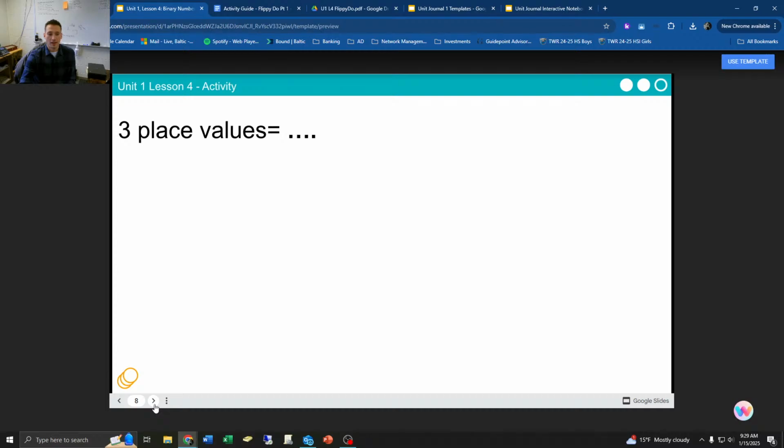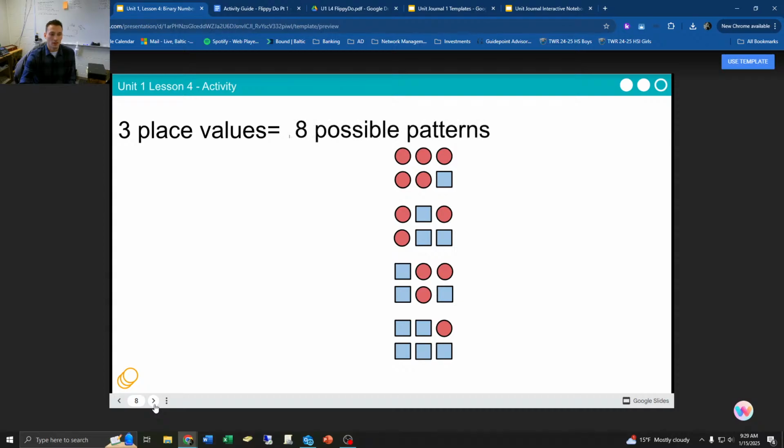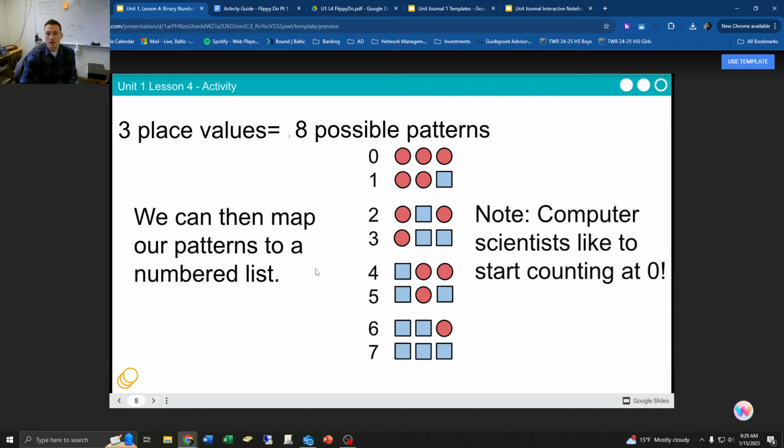For three place value patterns, we can make two copies of the two place value patterns, then just like we did before, fill in the first set with circles in front of the second set with squares in front. This makes 8 different arrangements. Computer scientists like specifically counting at 0, but it's whatever your preference would be. I would say that we should start at 0 just because for this specific lesson it just is going to work out, especially when coding with binary earlier on, and we'll explain what this means or what this looks like.